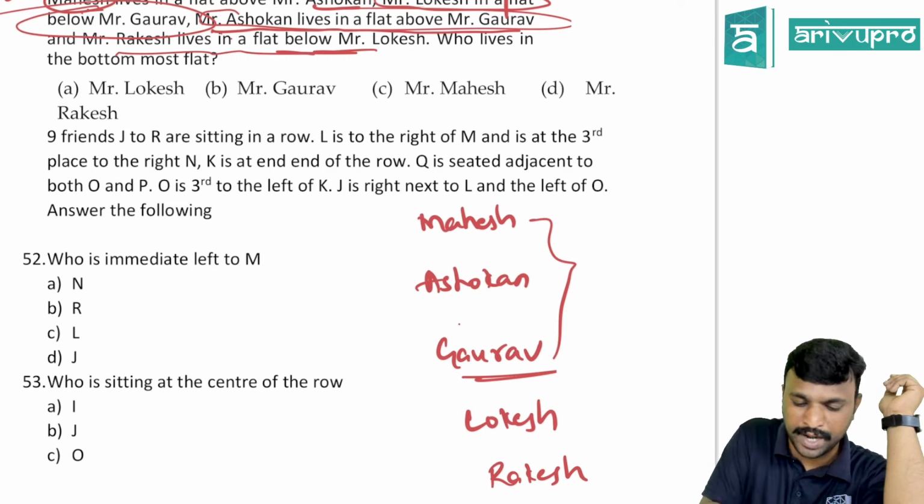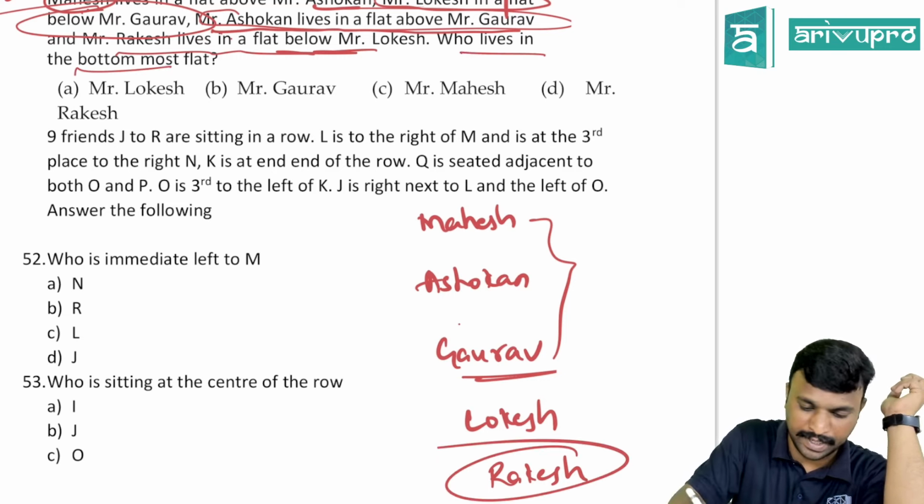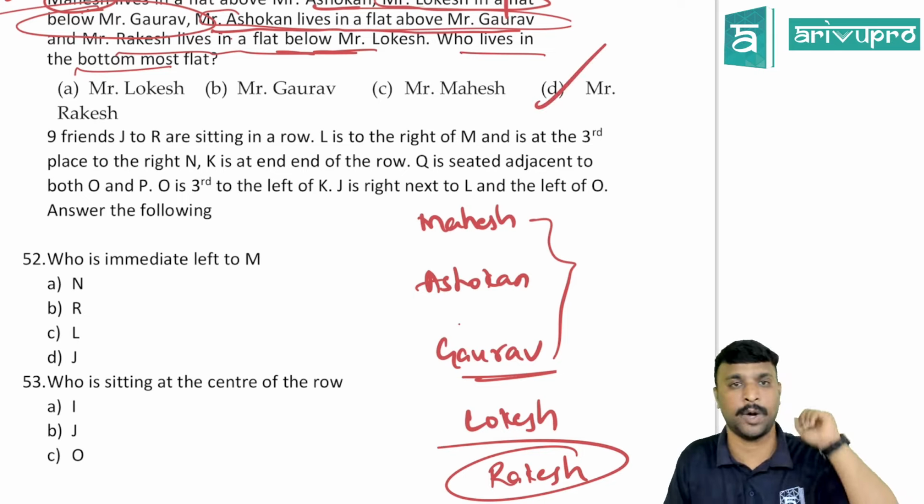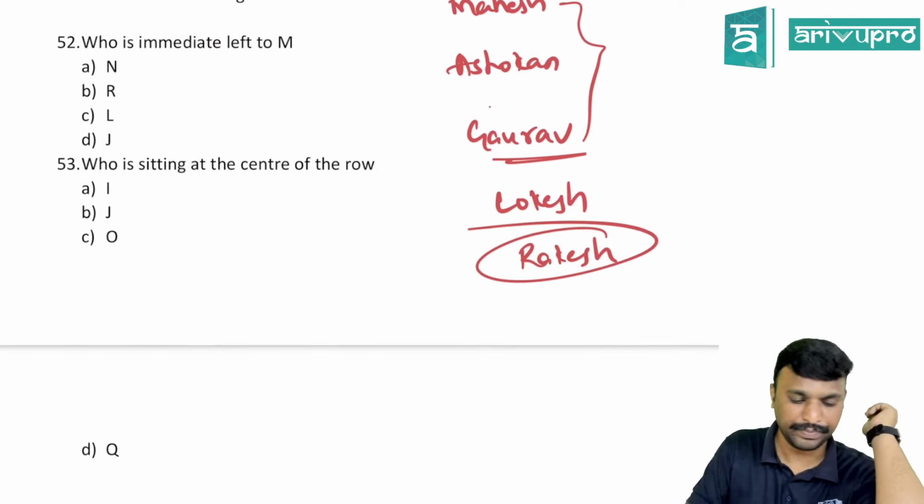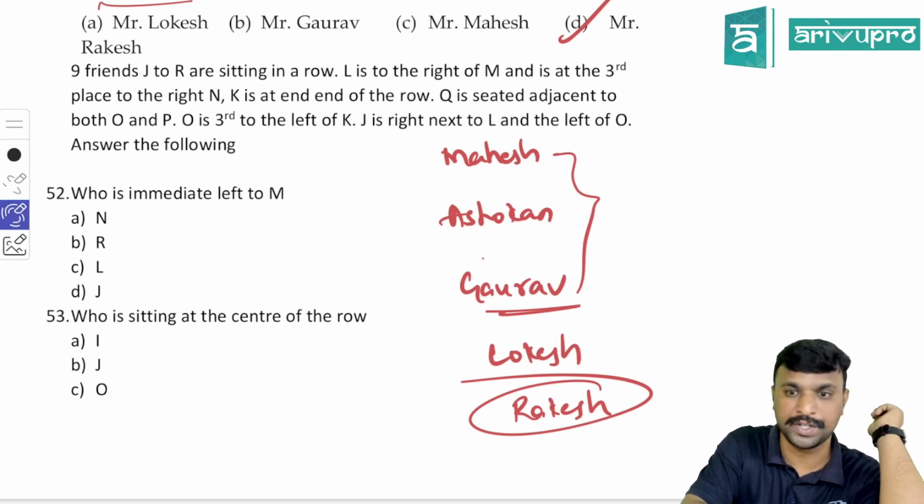Now the question asked is: who lives in the bottommost flat? Rakesh lives in the bottommost flat. Option D is the answer. Guys, let's move on to the next question.